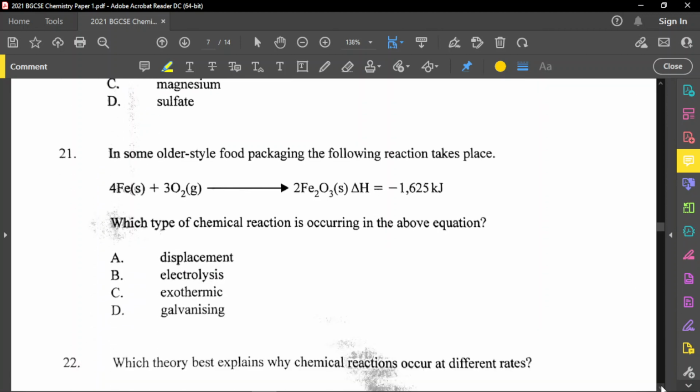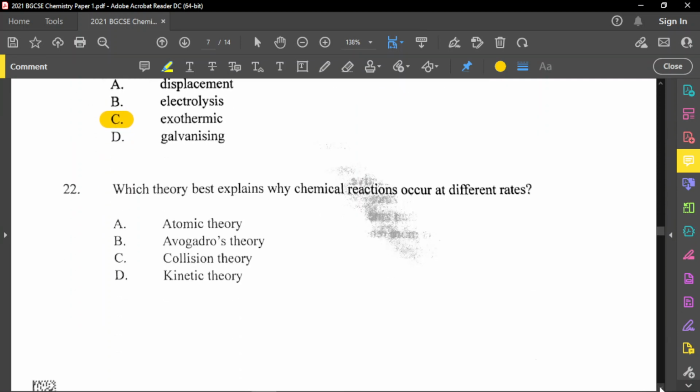All right, 21. In some older style food packaging, the following reaction takes place. Which type of chemical reaction is occurring in the above equation? If you look at the equation carefully, you're going to realize that here you have an addition reaction, as a matter of fact. The oxygen reacts with iron to form iron(II) oxide, which is rusting. But the next best thing here, they give us a negative energy. They give off this amount of energy, which indicates that it's an exothermic reaction, right? So based on the energy change being a negative value, it's an exothermic reaction, just to mention that.